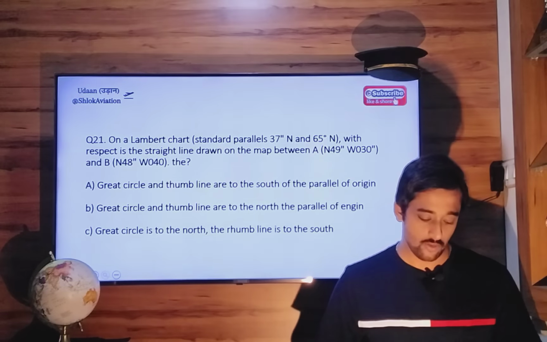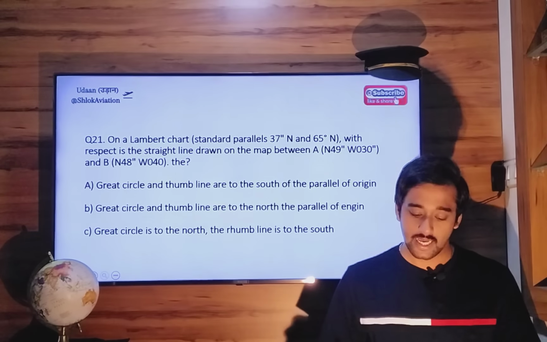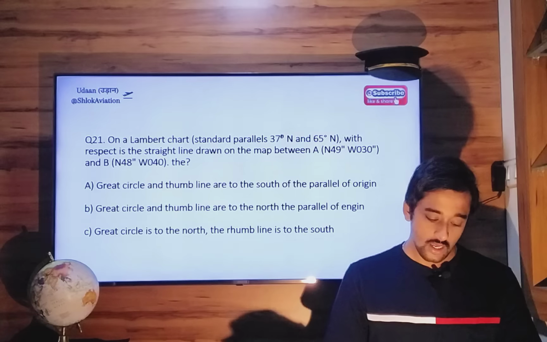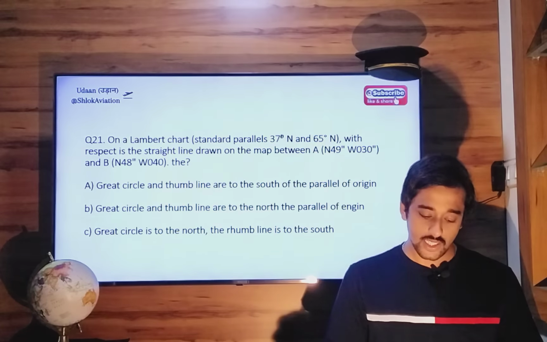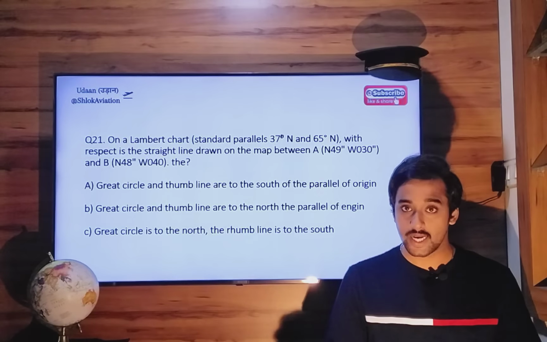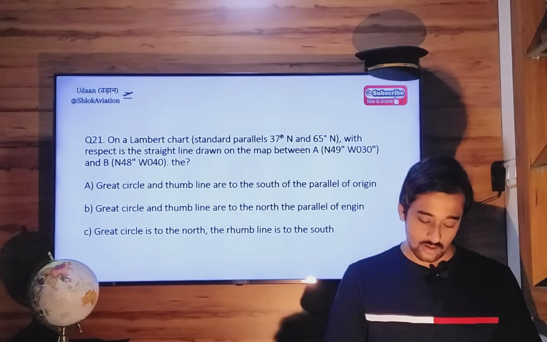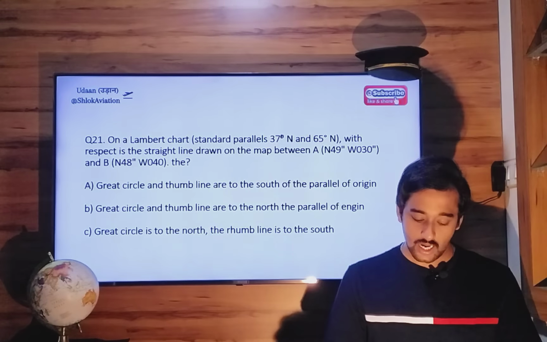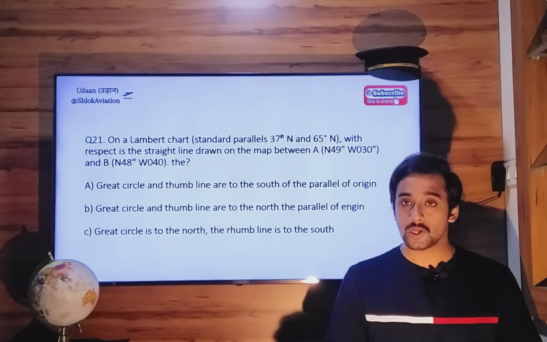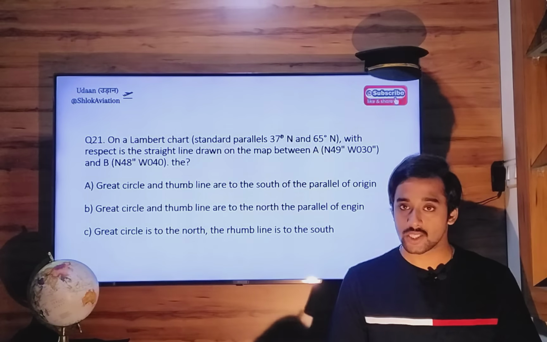Correction, question number 21. On a Lambert's chart, whose standard parallels are 37 degree north, 65 degree north, with respect is the straight line drawn on a map between positions 49 degree north, 30 degree west, 48 degree north, 40 degree west. The great circle and rhumb line are to the south of the parallel of origin. Great circle and rhumb line are to the north of the parallel of origin. Great circle is to the north, whereas rhumb line is to the south.